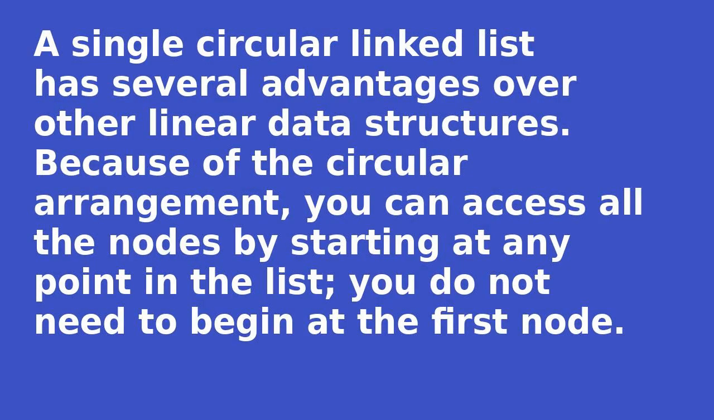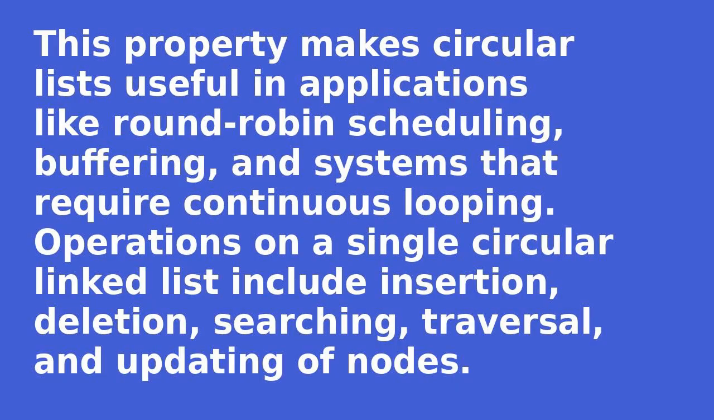A single circular linked list has several advantages over other linear data structures. Because of this circular arrangement, you can access all the nodes by starting at any point in the list. You do not need to begin at the first node. This property makes circular lists useful in applications like round-robin scheduling, buffering, and systems that require continuous looping. Operations on a single circular linked list include insertion, deletion, searching, traversal, and updating of nodes.